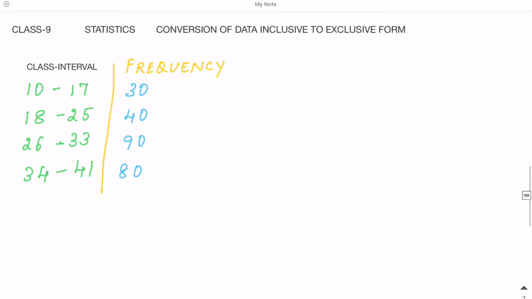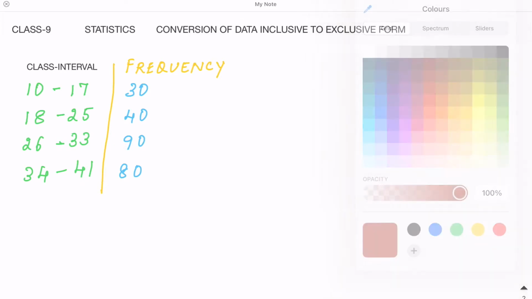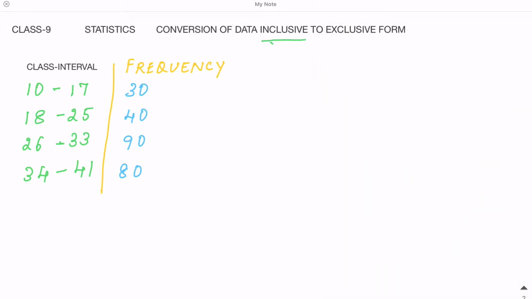Now, what do we mean by inclusive and exclusive? I explained earlier that inclusive means what? This data is in inclusive form, where you will see the discontinuity. We say it is discontinuous also.